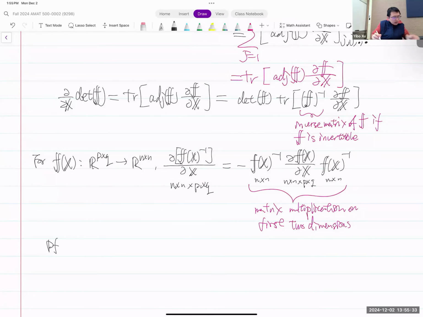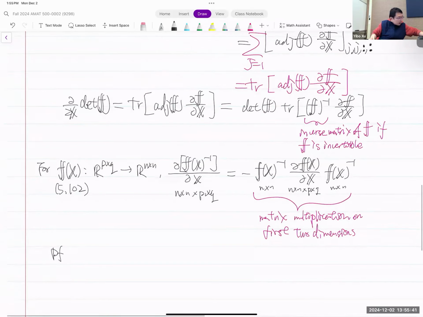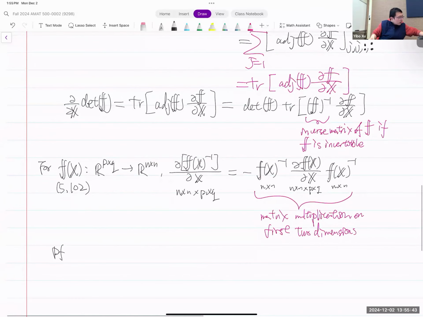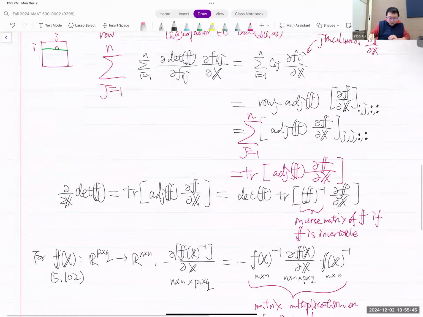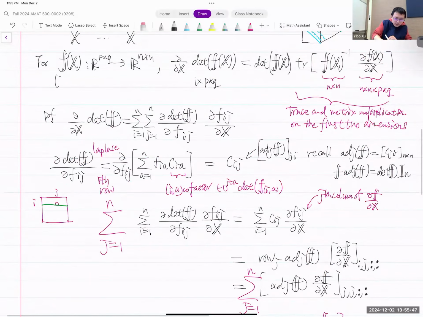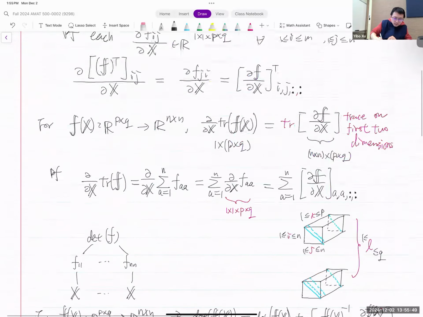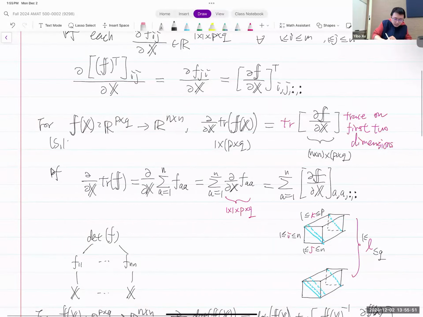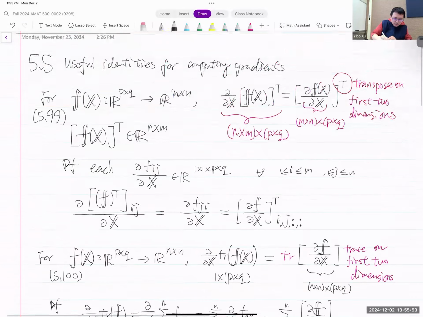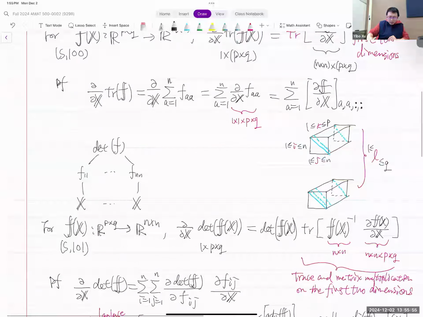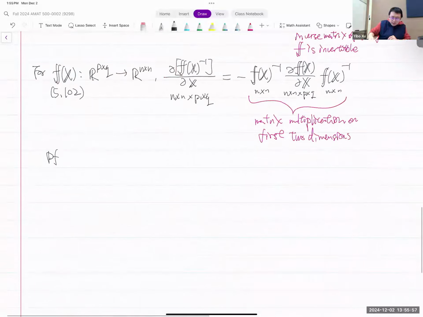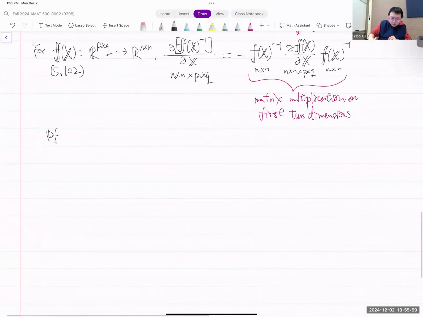Oh, yeah, these equations have numbers that are related to the book. So this is 5.102. The one before is 5.101. This one is 5.100. This is 5.99. Okay, good. So that you guys will be able to refer to the book conveniently.